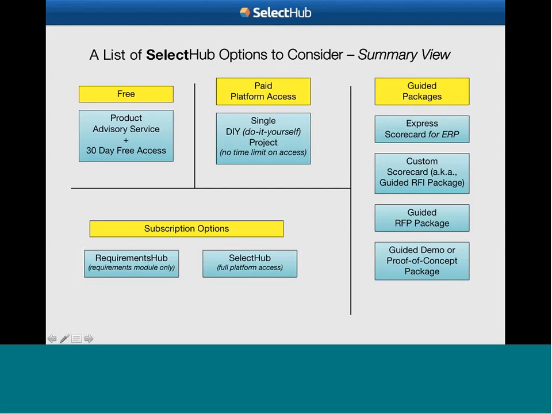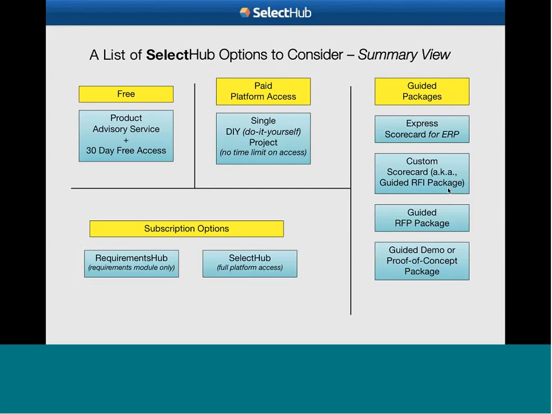We also have a custom scorecard for any technology category where we would do an RFI, a request for information, behind the scenes with the vendors of your choosing. Based on your requirements, the vendors respond back with how well they meet those requirements, and the final scorecard is created. We also have an RFP package where you can run an RFP with SelectHub support, or a proof of concept or a guided demo package where you can define use cases and have different vendors provide you with a demo against those exact same use cases so you and your stakeholders can score and rate them.